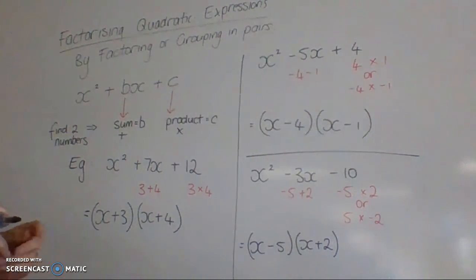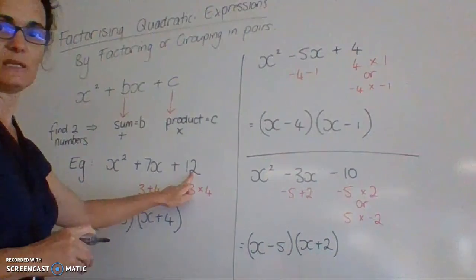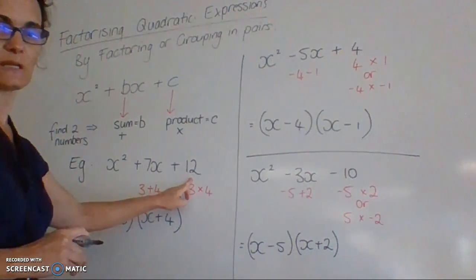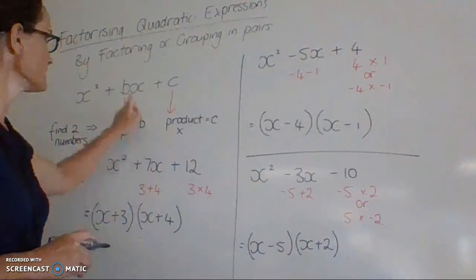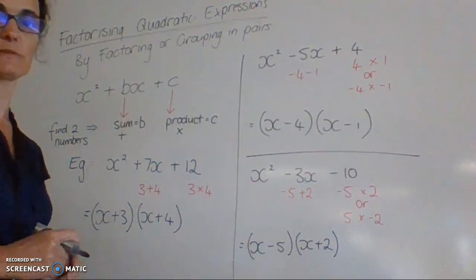And you identify that that's the best strategy to use for those equations where you identify that this number here and this number here are related, because there are two numbers that multiplied together equal 12, but when added together equal 7. Okay, so you're looking at b and c and finding that there's a link between those.